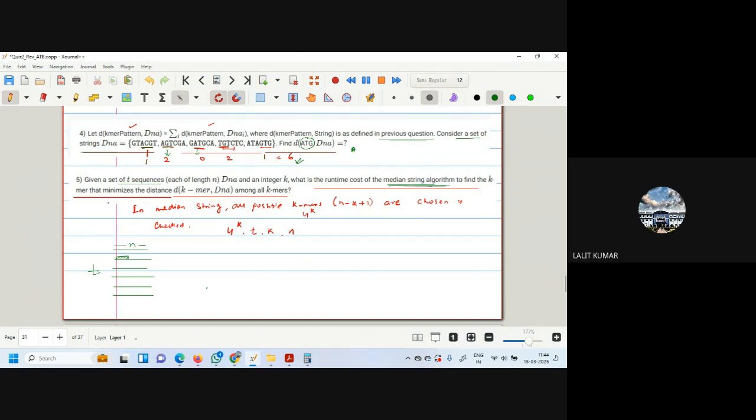So in median string, with this k, we were making 4 to the power k k-mers only. We were not taking all k-mers. So we know that only these k-mers are possible. Now with this 4 to the power k, when we build these k-mers, your runtime will be 4 to the power k. And now you do the search with every sequence, so you start with n, so it becomes n. And in every sequence you do the comparison at k places, so it becomes k. And you're doing this for how many sequences? T. So your complexity becomes 4 to the power k times n k t. Is this clear?